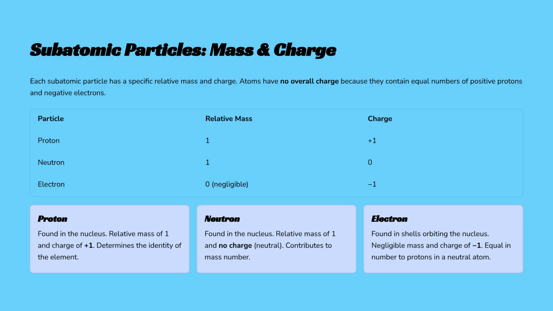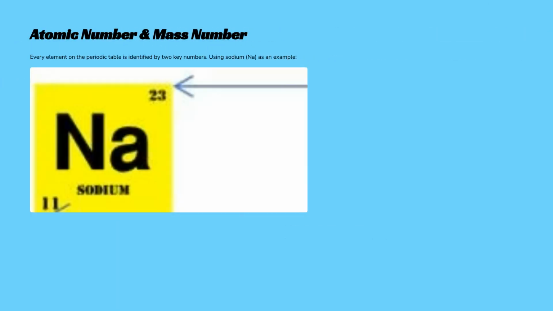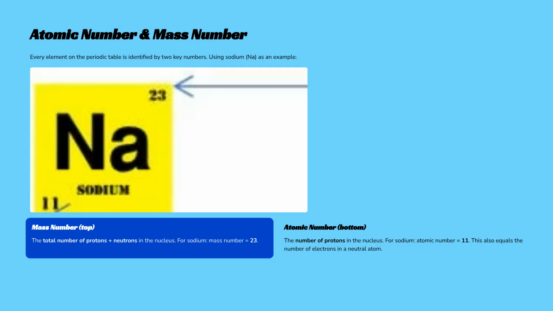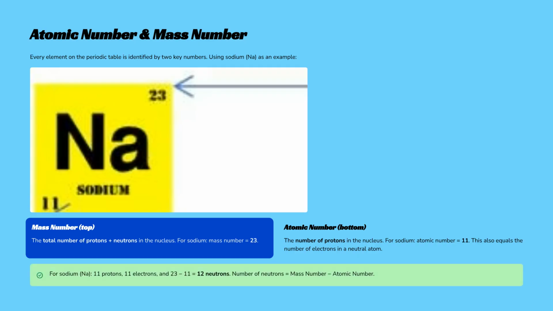Subatomic particles have distinct relative masses and charges. Protons have a mass of 1 and a charge of +1, neutrons a mass of 1 and no charge, and electrons negligible mass and a charge of -1. Every element is defined by its atomic number, the number of protons. The mass number is the total of protons and neutrons. In a neutral atom, the atomic number also equals the number of electrons.